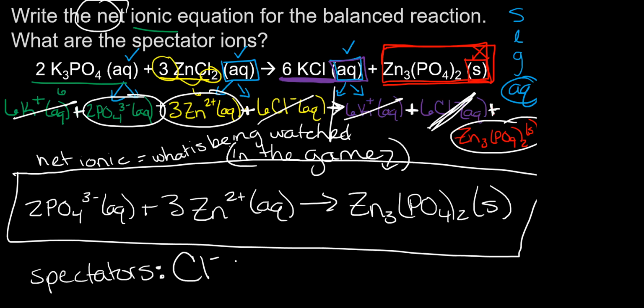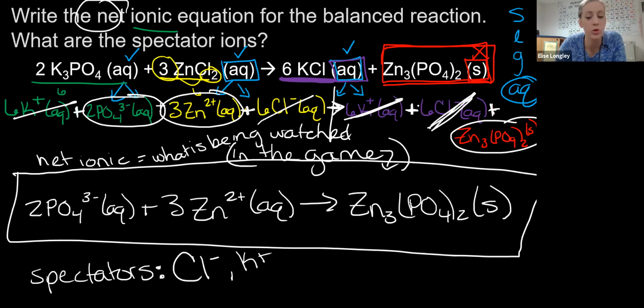The potassium by itself. Yes. So potassium and chlorine were crossed out because they did not participate in the reaction. Therefore, they are spectators. They are watching the reaction happen. They're in the beaker, chilling, but they're not participating. They are spectating. Spectator ions. Scale of 1 to 10, guys.